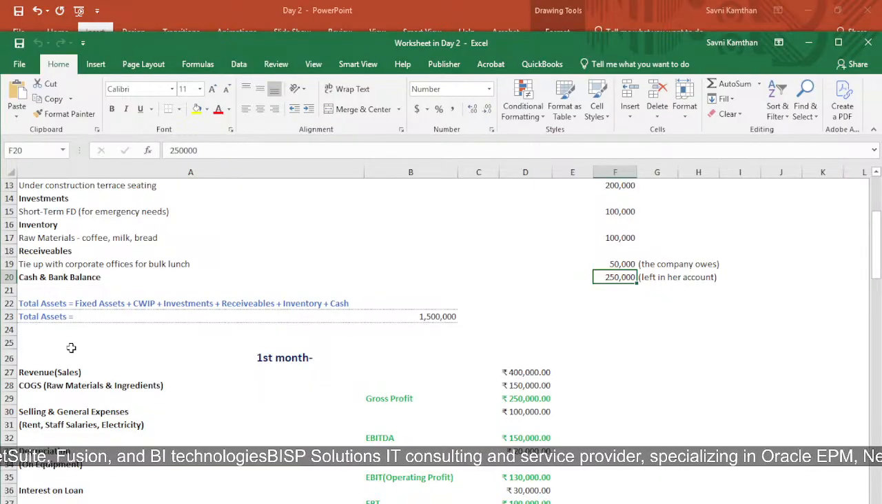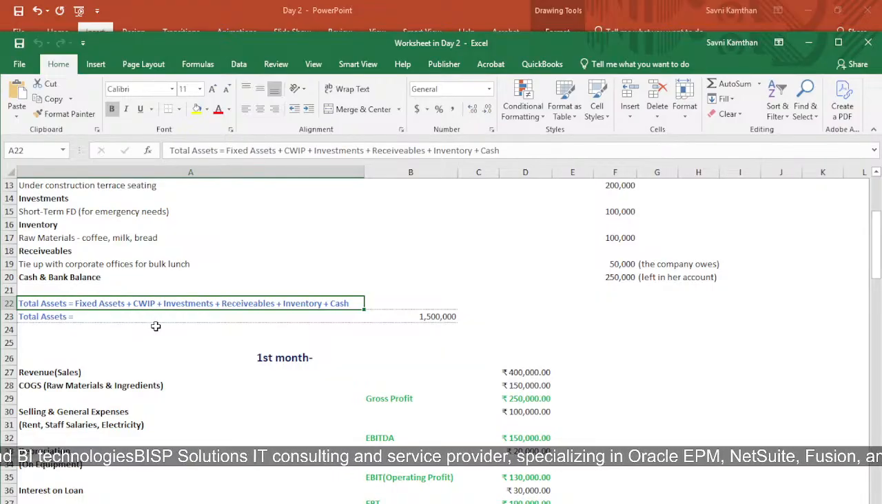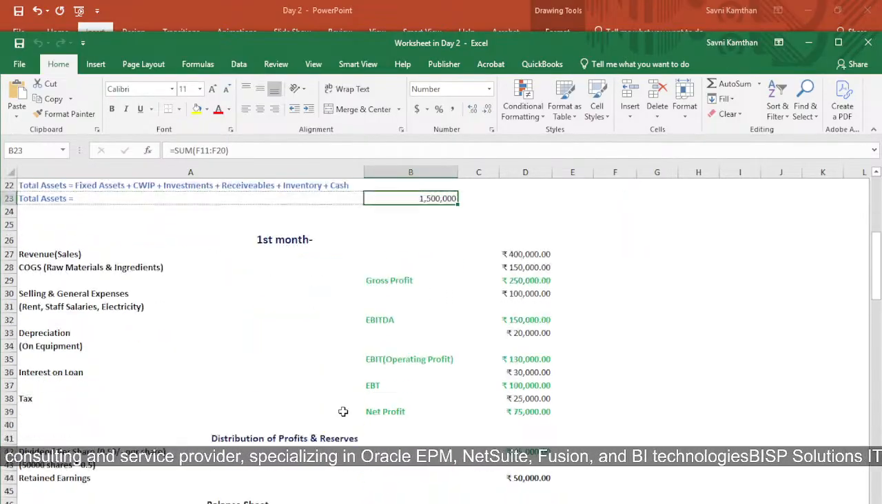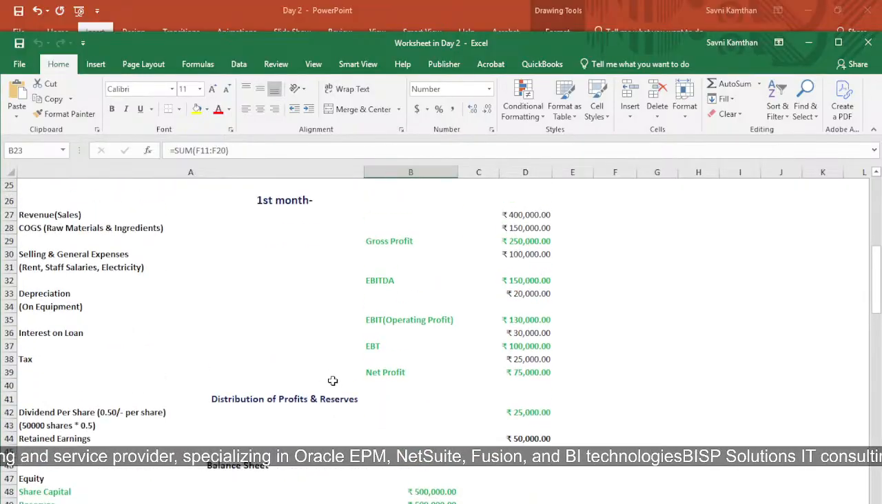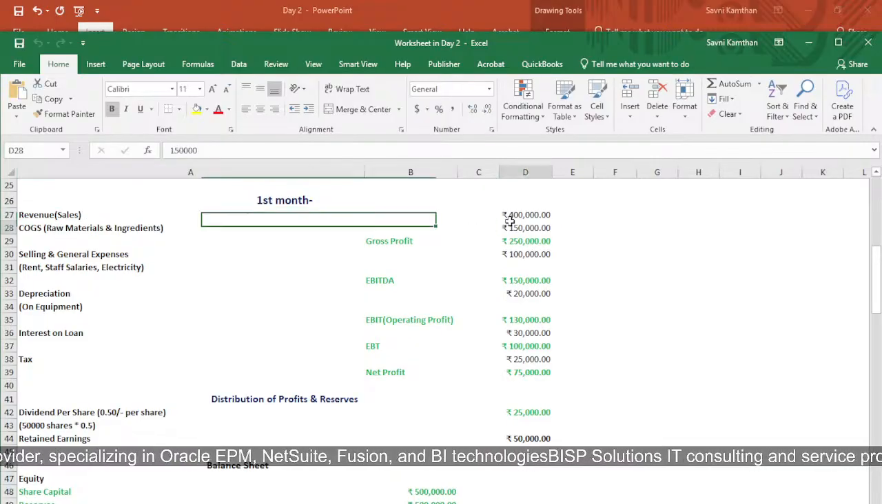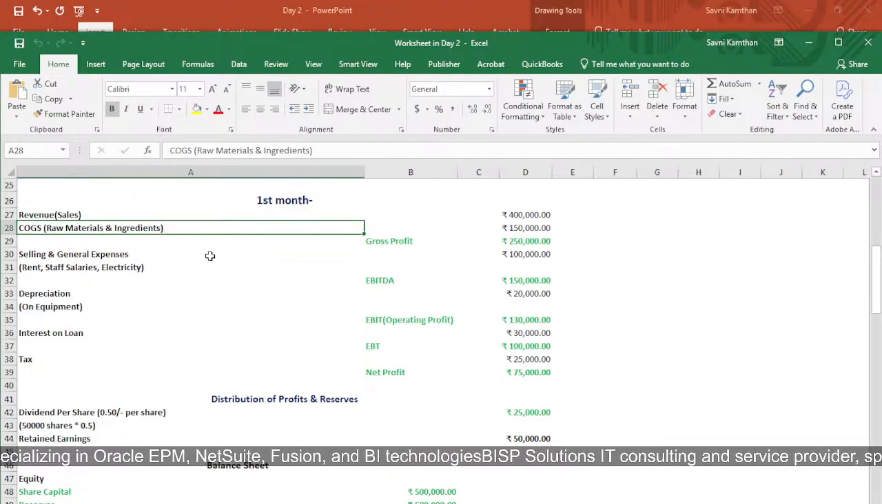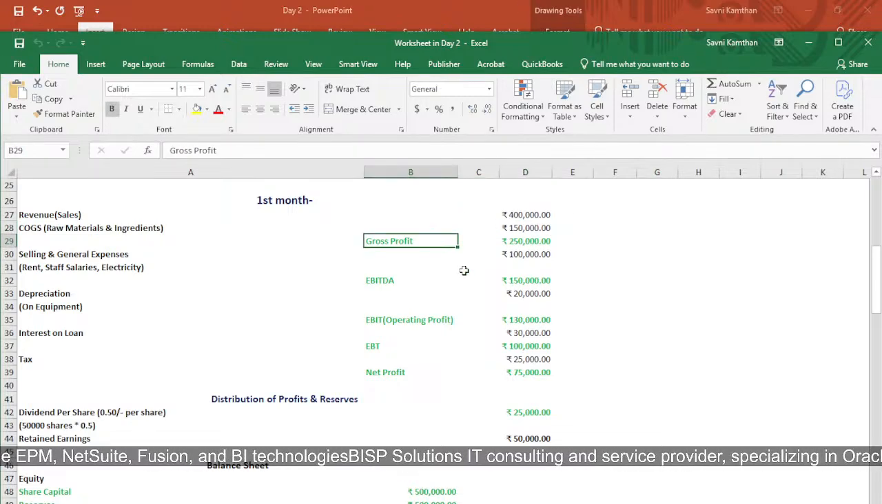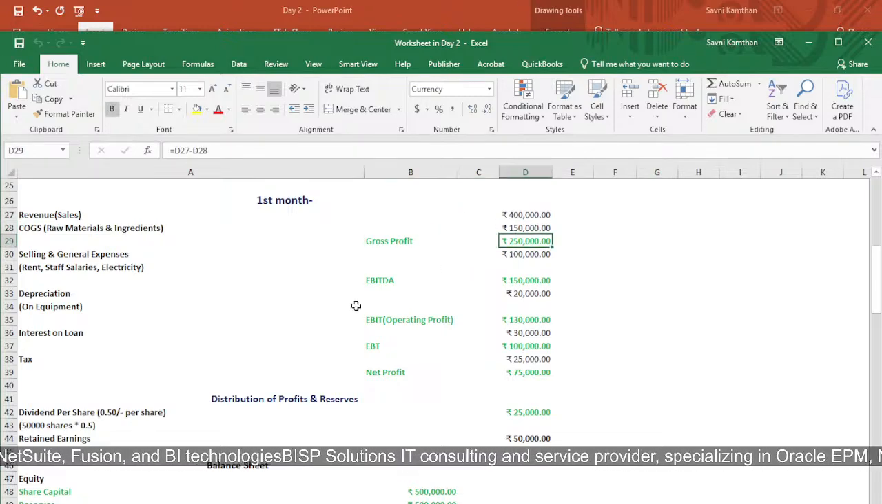If we want to calculate our total assets, it is fixed assets plus capital work in progress plus investments plus receivables plus inventory plus cash, and that total will be 15 lakh. In the first month her revenue, which is sales, was 4 lakh rupees, and COGS, which is raw materials and ingredients, was around 1,50,000. So she got a gross profit of 2,50,000.